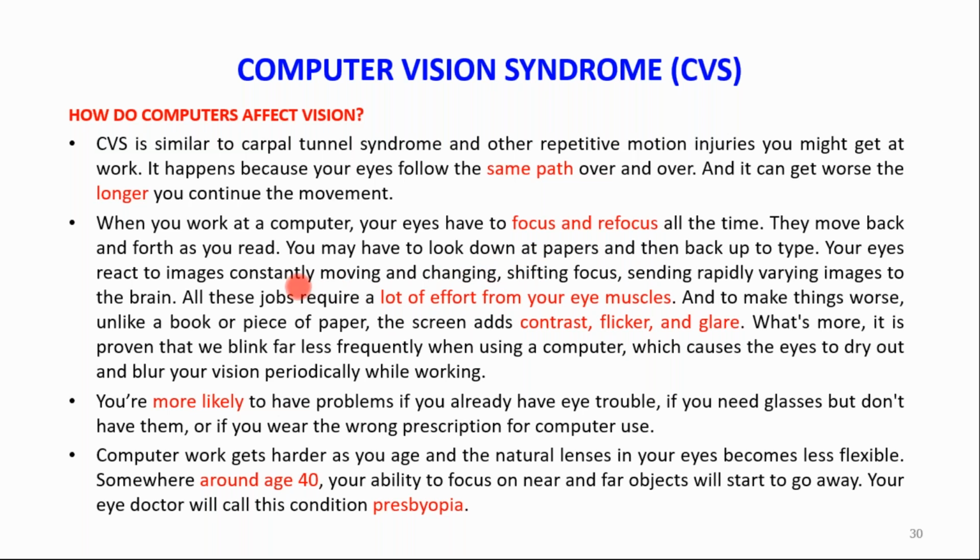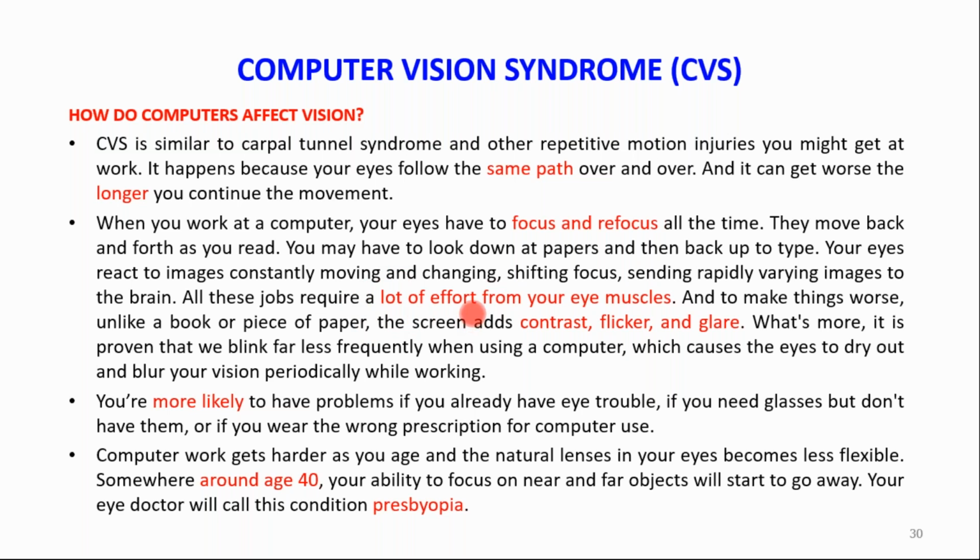So your eyes react to images constantly moving and changing, shifting focus, sending rapidly varying images to your brain. Because when we are focusing on the computer, again we are focusing on the book or the note, and again we are focusing on the computer screen. So each and every activity of our eyes creates images, and all these images are forwarded to our brain, and then the brain understands that this activity is going on. But these repetitive activities, that is focusing and refocusing, may create an issue.